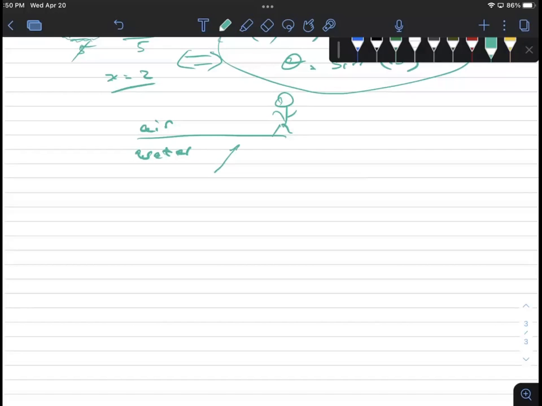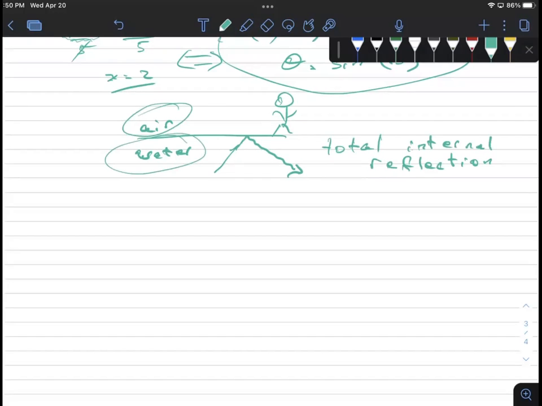Depending on the angle you use, if the angle's too big, instead of the light coming out so that your friend can see it, the light actually bounces back into the water as if it's a pure mirror. This is what's called total internal reflection. And it happens when you go from a more dense medium to a less dense medium, but only for certain angles.